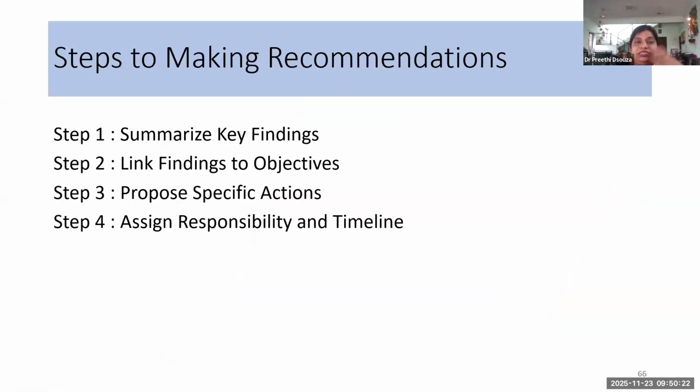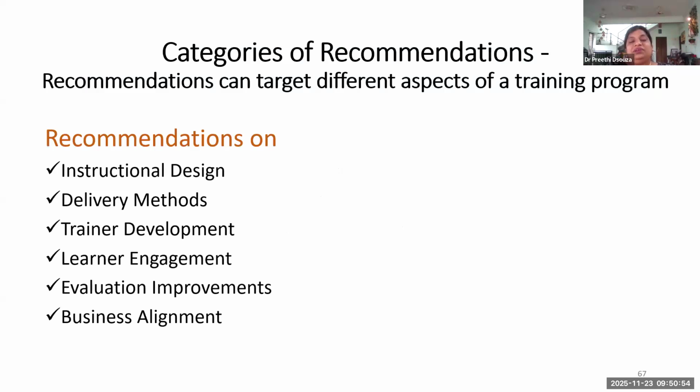How can you make recommendations? Steps are simple. Identify your findings, link the findings to your objectives that you have set, propose specific actions, and then assign responsibility and timeline to that action. You told me action, create more jobs. Give the responsibility to the government and say, we give you 2 years' time, we need this percentage of improvement. Timeline. Otherwise, recommendations keep on going, they will never work.